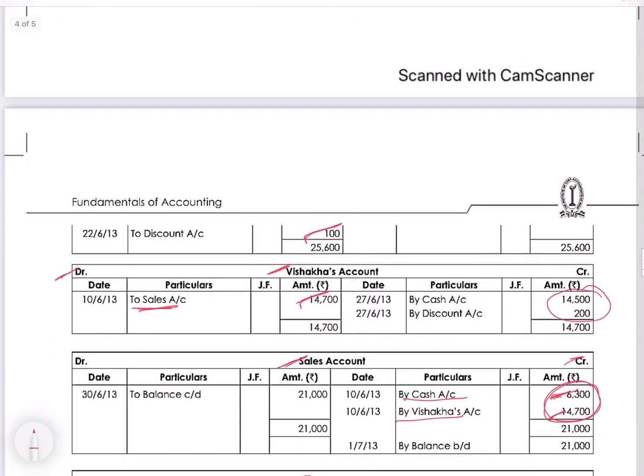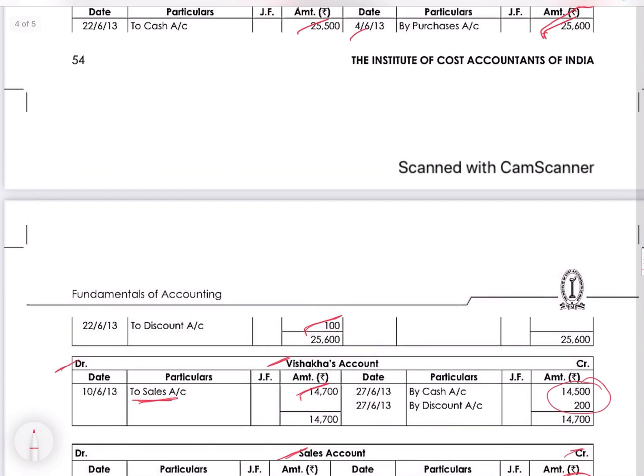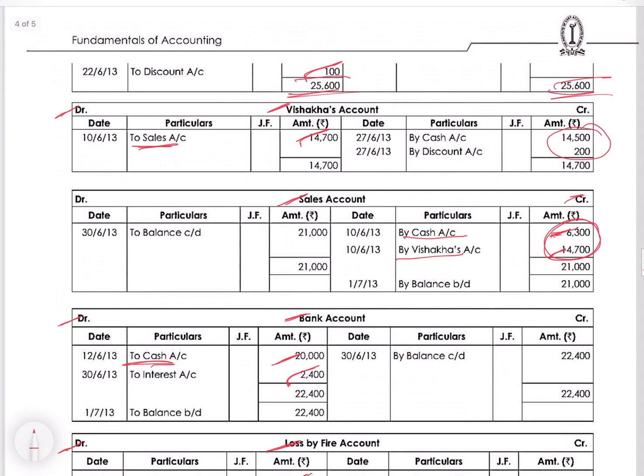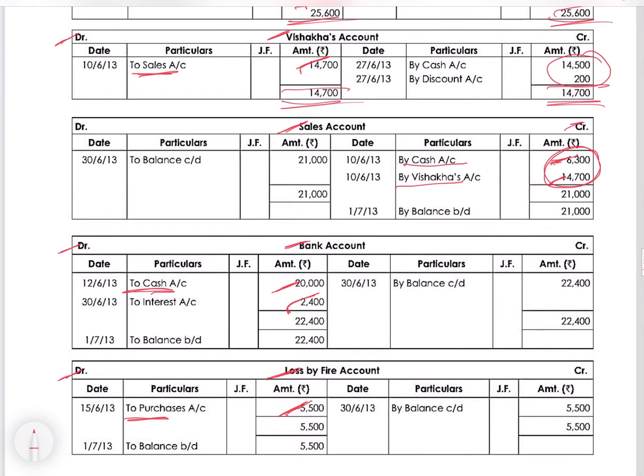Aniket's account will tally because we have closed this with full settlement, no? So it will tally. There will be no balancing figure in Aniket's account. Vishakha's account also will tally. Sales account, we will find the balancing figure on the debit side because the credit side is heavy. It's income, so always the credit side should be heavier in incomes. So balancing figure is on debit side, 21,000.